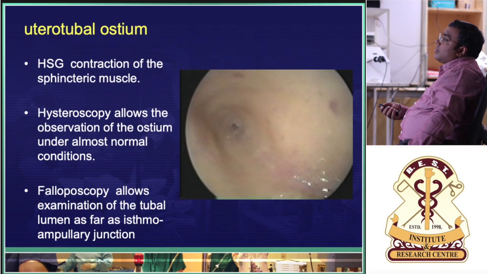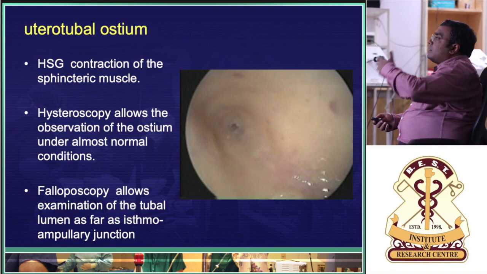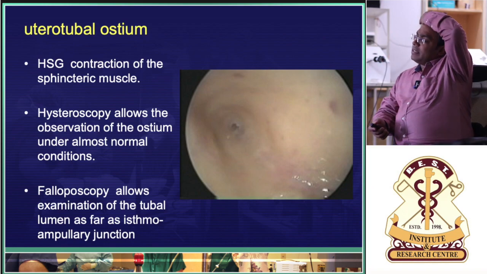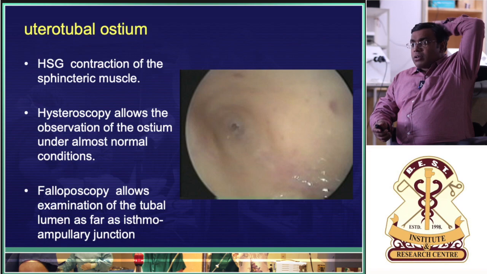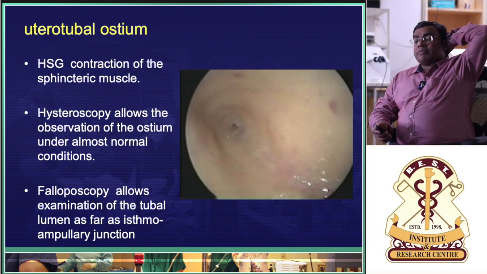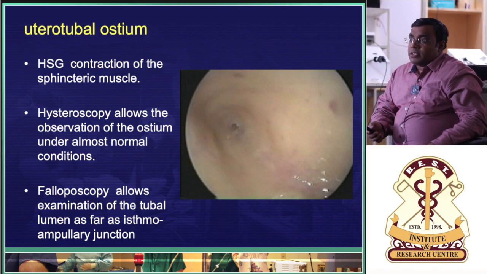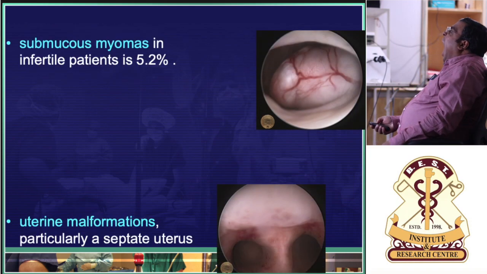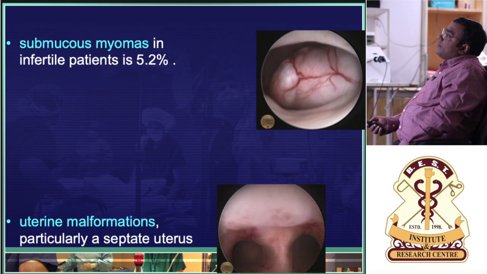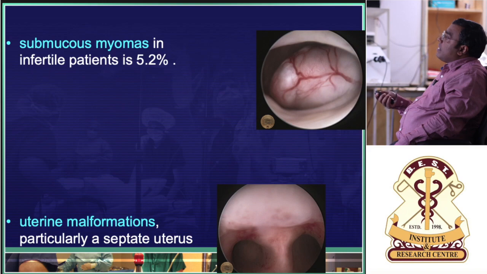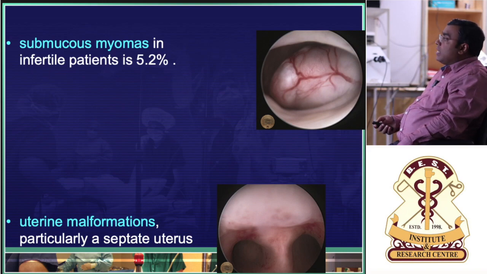So next is the ostium. When it comes to tubal block, cornual blocks, I'll deal in detail when we are doing the office hysteroscopy. Okay, submucous myoma, the peripheral vascularity, and then you have the septum.